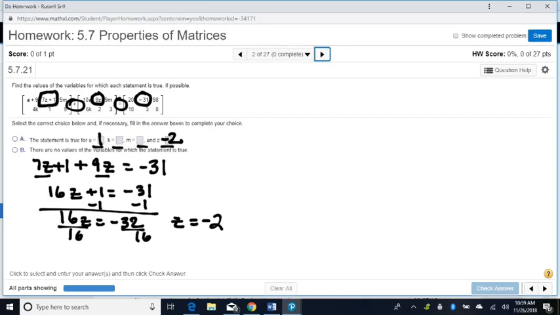Now notice the second one, there are no values for which this statement is true. You'd get that if, say, the first one was a 2 by 3 matrix and the second one was a 2 by 2 matrix. Can't happen, right?